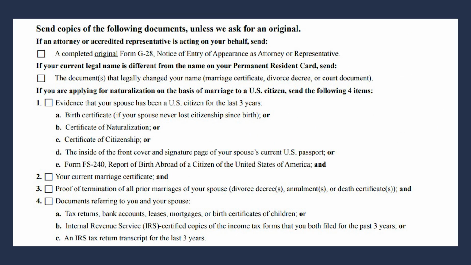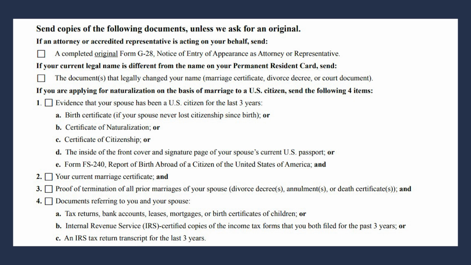Send copies of the following documents unless USCIS asks for an original. If your current legal name is different from the name on your permanent resident card, send the document that legally changed your name, such as a marriage certificate, divorce decree, or court document. If you are applying for naturalization on the basis of marriage to a US citizen, send the following 4 items.